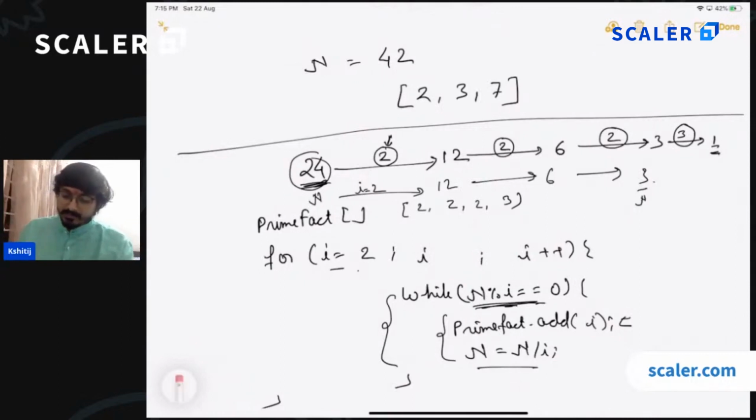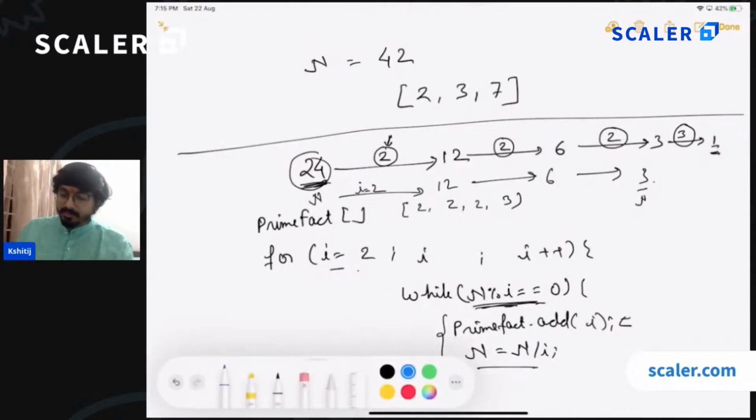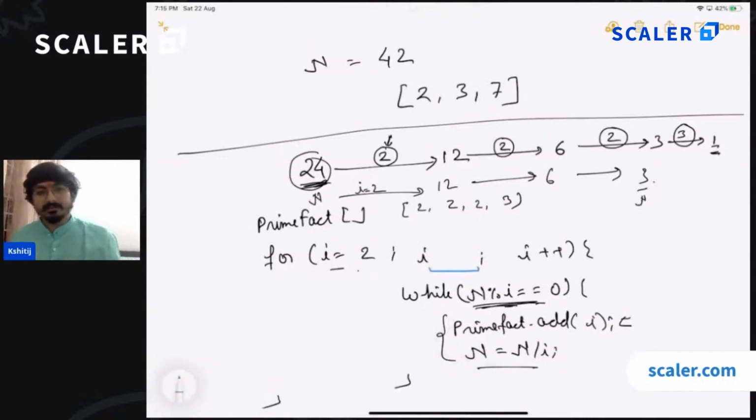Okay. So the question is, till when should this loop run? What should be the breaking condition here? What can be the maximum number that I can take?